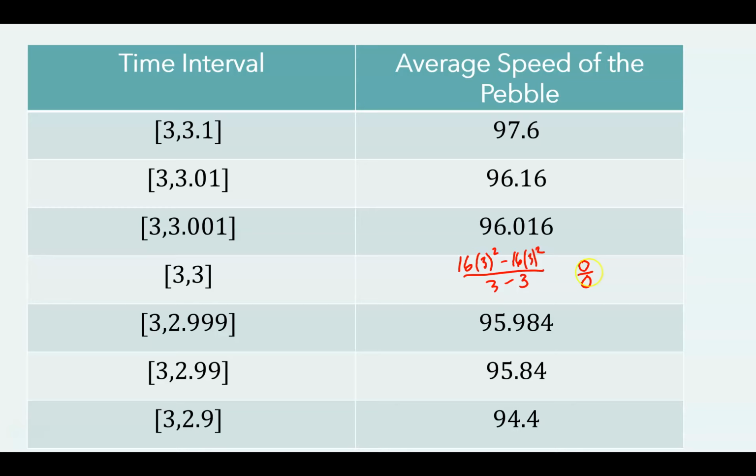But at the same time, what I noticed, and maybe you'll agree with, is the average speed of the pebble from t equals 3 to times closer and closer to 3, that average speed is getting closer and closer to 96 feet per second. And as it turns out, and you'll know this if you took Physics 1, maybe you don't know, but you can recreate that using formulas, the instantaneous speed of the pebble at precisely t equals 3 seconds is 96 feet per second.